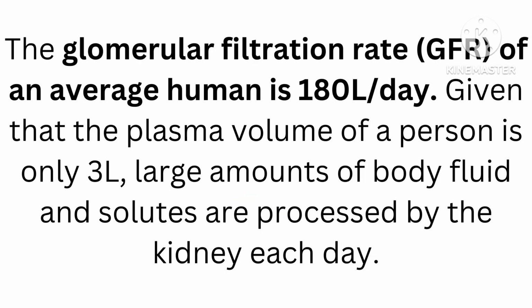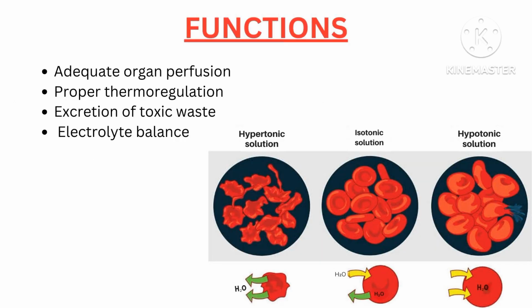The glomerular filtration rate, GFR, of an average human is 180 liters per day. Given that the plasma volume of a person is only 3 liters, large amounts of body fluid and solutes are processed by the kidney each day. The advantage of this high GFR in terms of osmoregulation is that it enables the kidneys to rapidly and precisely regulate the volume and composition of body fluids.